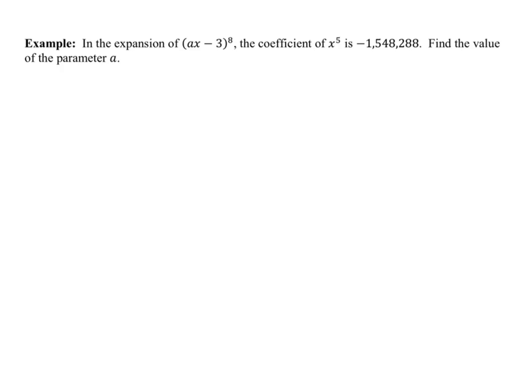So in the expansion of ax minus 3 to the 8th power, the coefficient of x to the 5th is negative 1,548,288, and you're being asked to find the value of the parameter a. Same deal as we did before.